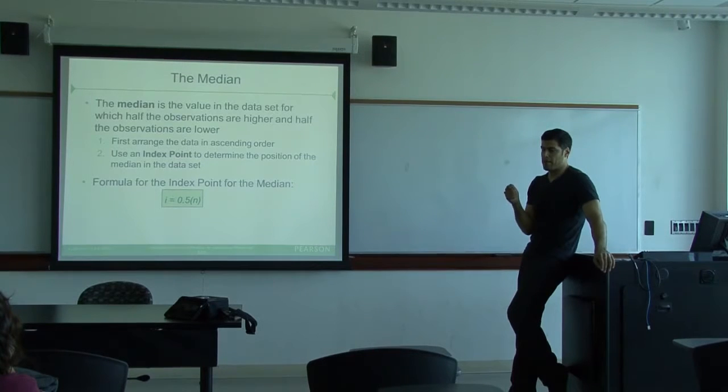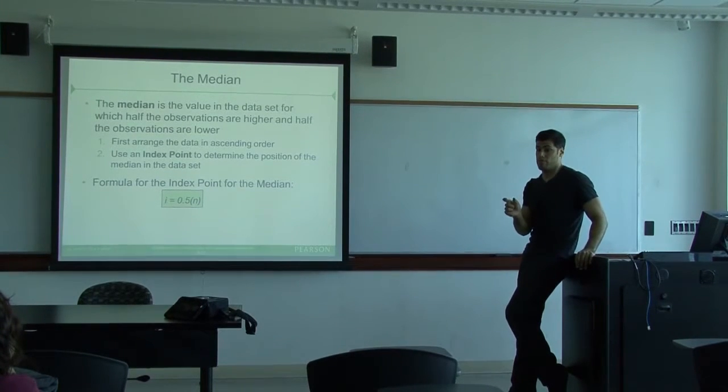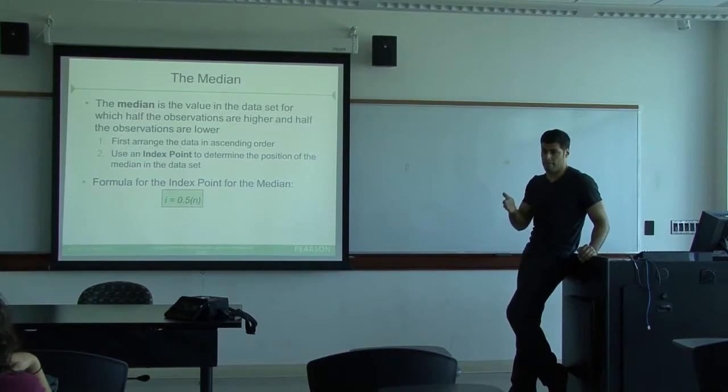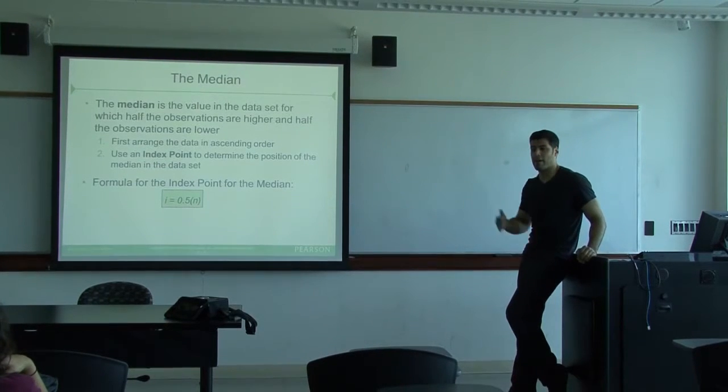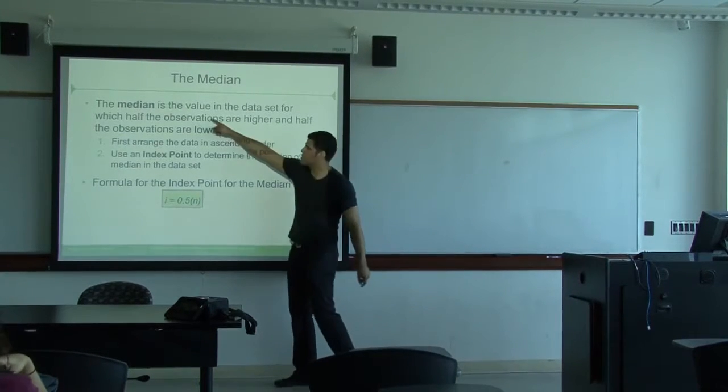You have a data set with 20 numbers. The median is going to be one of those. There are some exceptions, but the median is going to be one of those values in the data set, so that half of the observations, that's 50% of the observations, are lower than that value. Therefore, half are higher. So how do you compute the median? Now, why did I repeat this idea of it's a value in the data set?